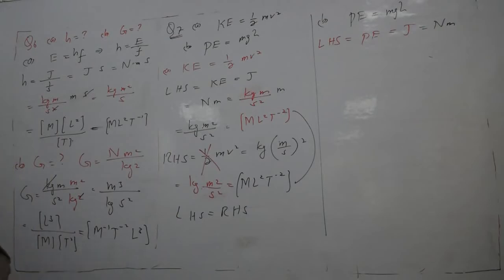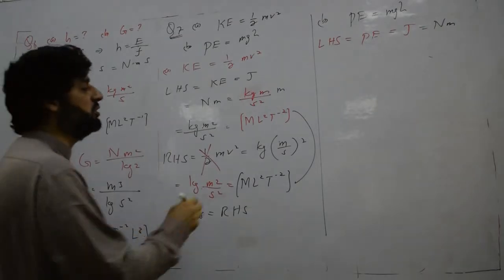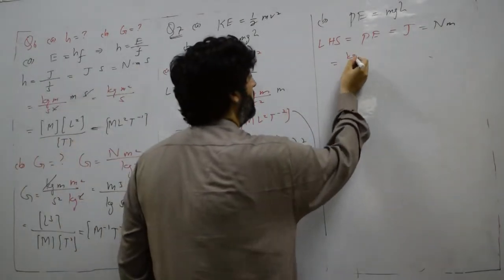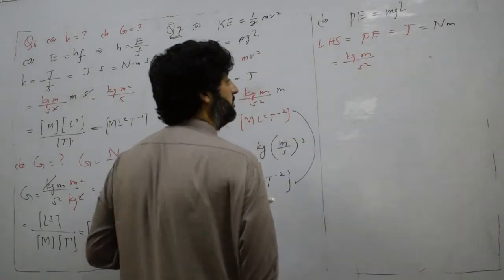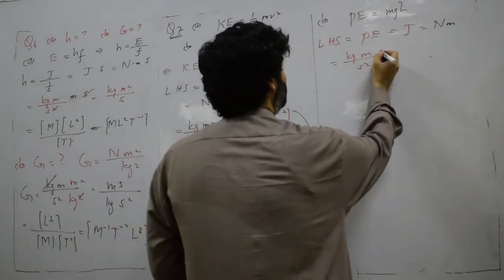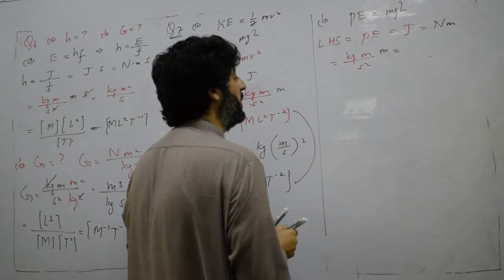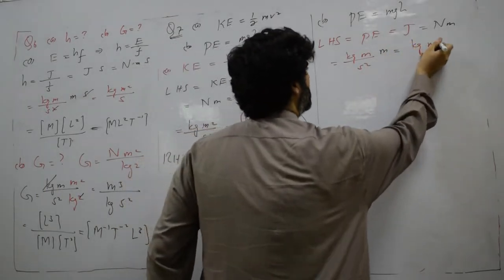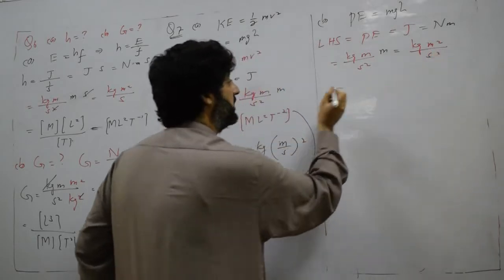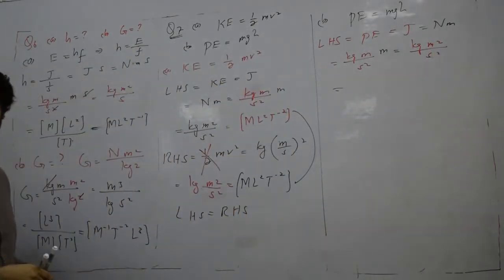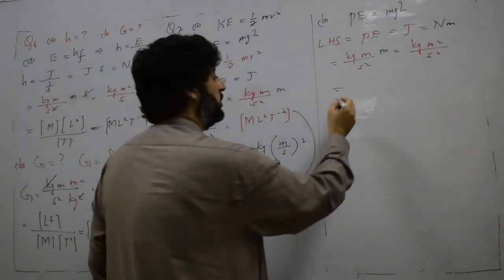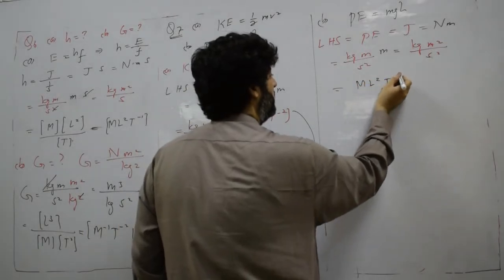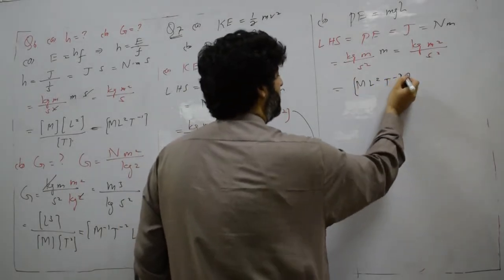Okay, so what is Newton? Newton is equal to kilogram meter per second square, and meter is as it is. Okay, now multiply meter with the meter, so it will be kilogram meter square per second square. Now convert these units into the dimensions. Okay, so it will be ML square T minus 2. These are the dimensions of left hand side.